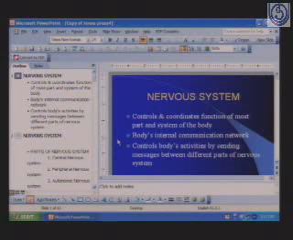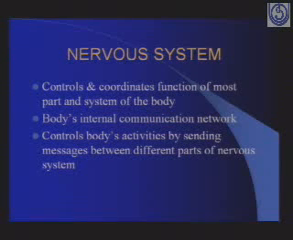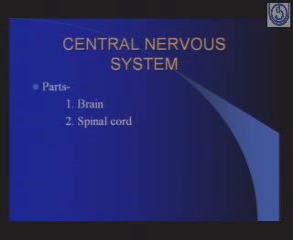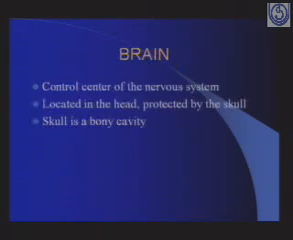So, Dr. Das has told you that the central nervous system comprises two things, the brain and spinal cord. But otherwise, the nervous system comprises three parts: the central nervous system, the peripheral and the autonomic nervous system.